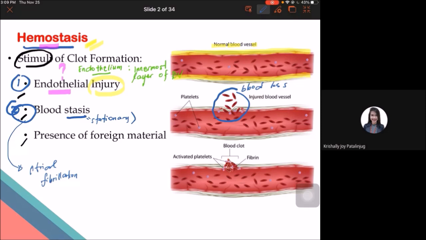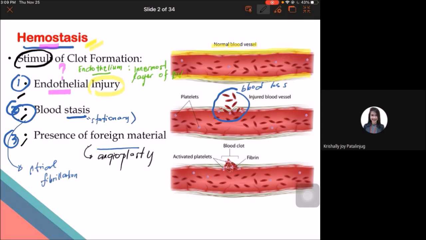Okay, and also presence of foreign material. Number 3, presence of foreign material inside our body. Usually, may mga certain procedures, surgical procedures that necessitate implantation of foreign material sa inside our body. For example, sa mga pasyente nga ga-undergo og angioplasty. Okay? Yeah, angioplasty nga procedure. Or any surgical repair of the blood vessel.